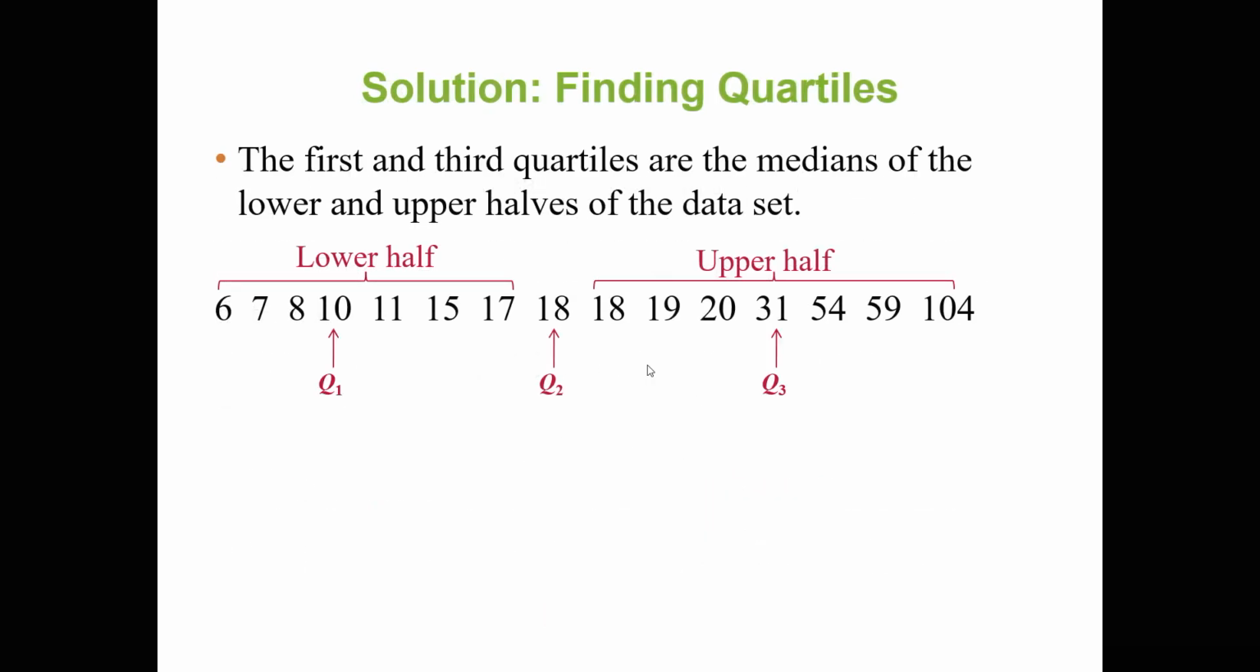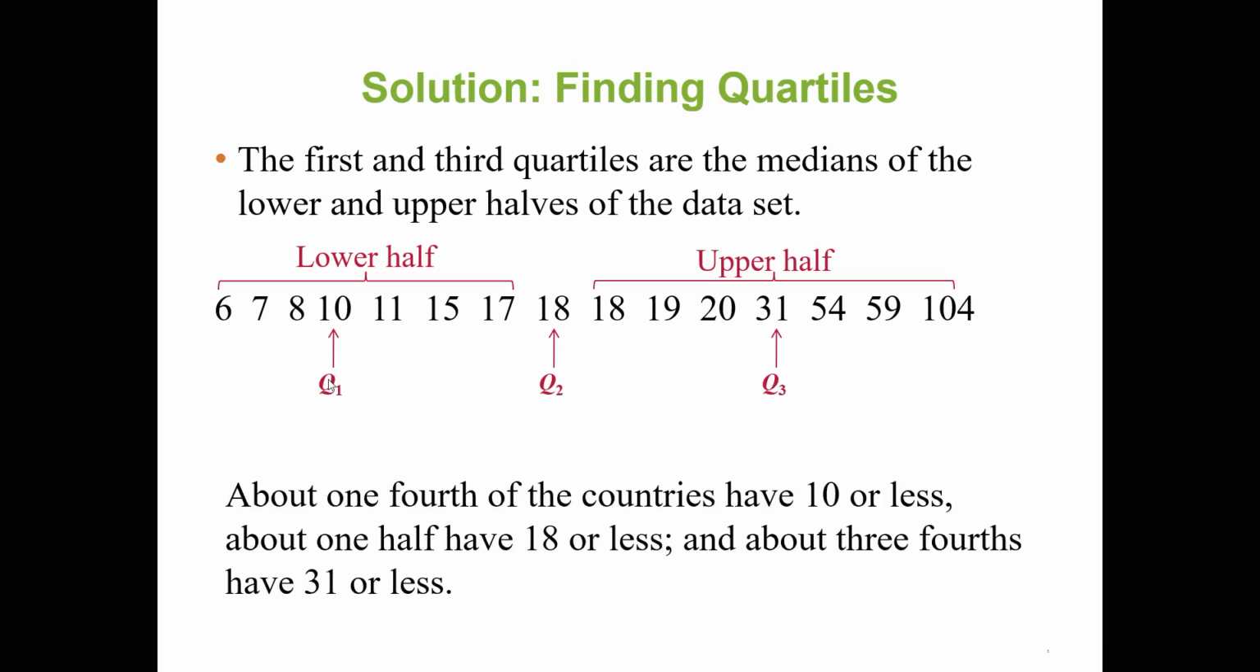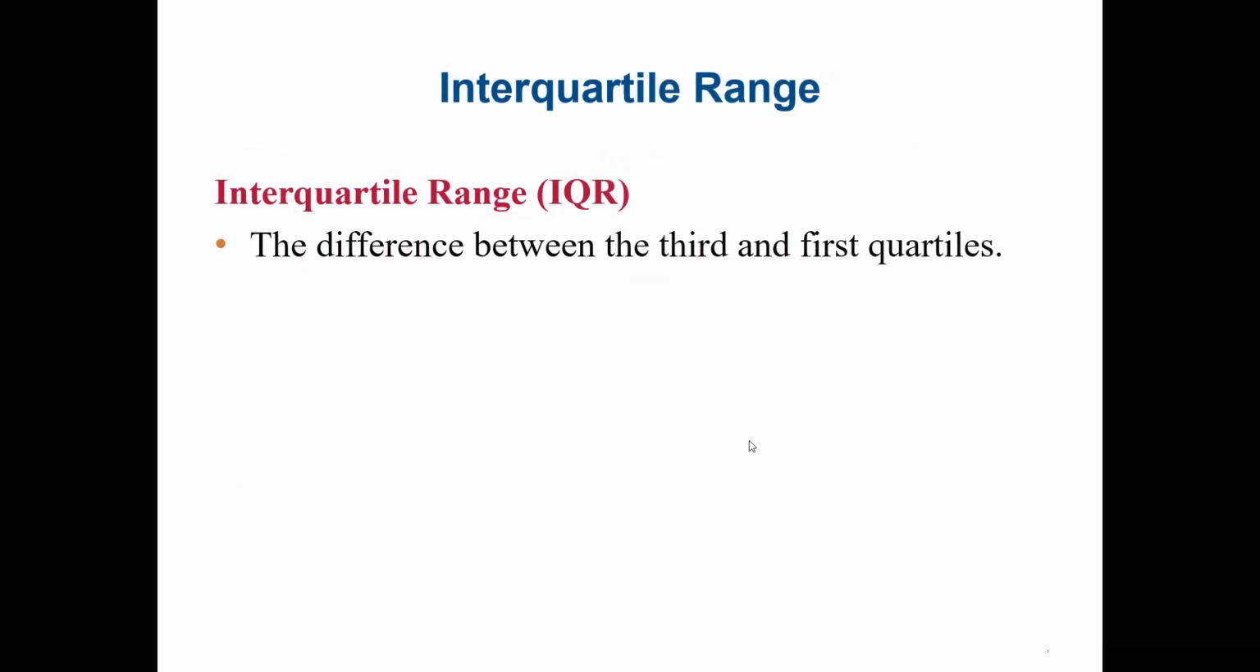which simply means from there you can compute what we call the interquartile range. The interquartile range is simply the difference between Q3 and Q1. So basically, you can use it to interpret. Here you say about 1/4 of the countries have 10 or less, so 10 or less nuclear plants. Then you can say about half of the countries have 18. About 75% have 31 or less. So that's how you approach it.